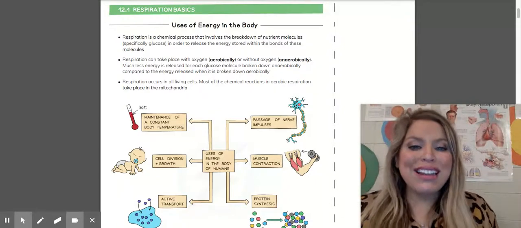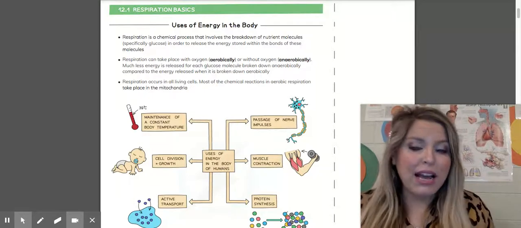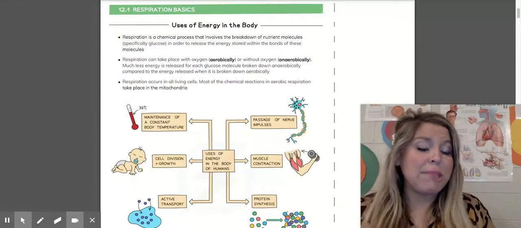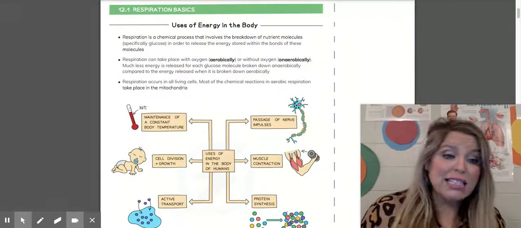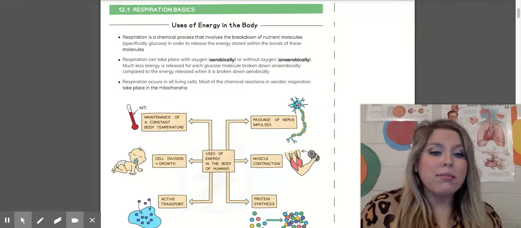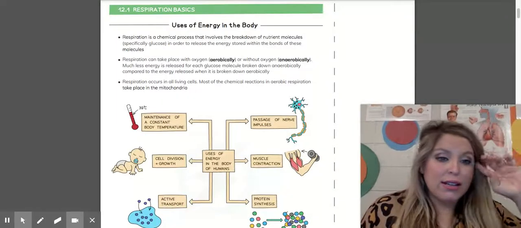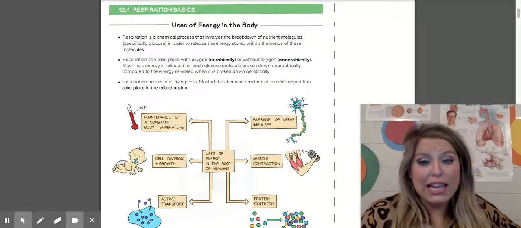And there are several different uses of energy in our bodies of why we have to have respiration. But also note that respiration is occurring for the most part in the mitochondria of your cells. So if you're asked, where does respiration occur within the cells of the human body? Mitochondria would be where you need to note that on an exam, in the answer that you're writing.